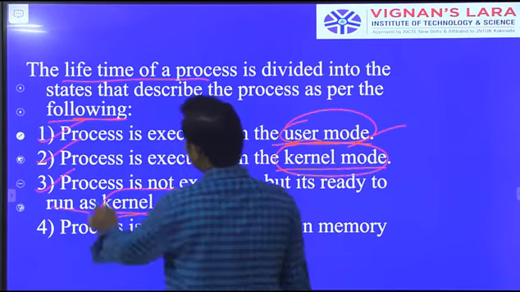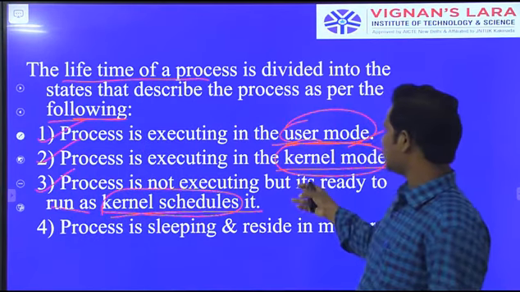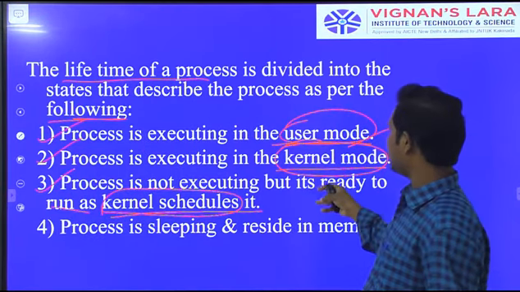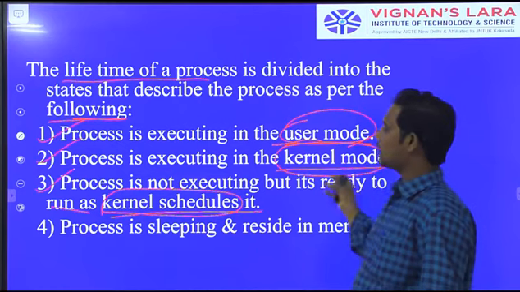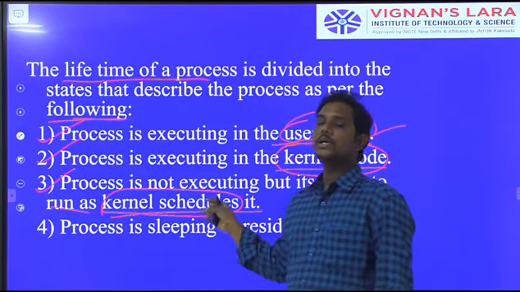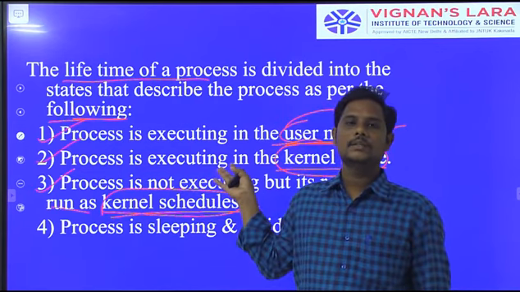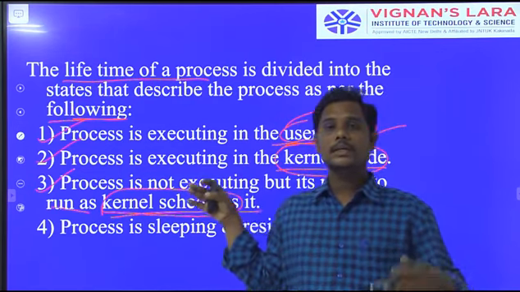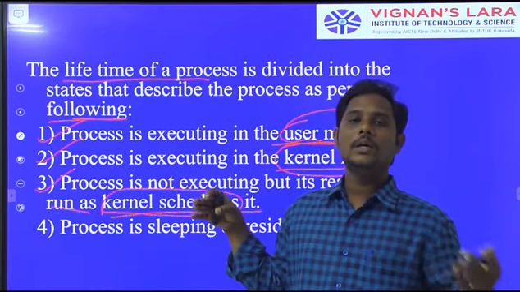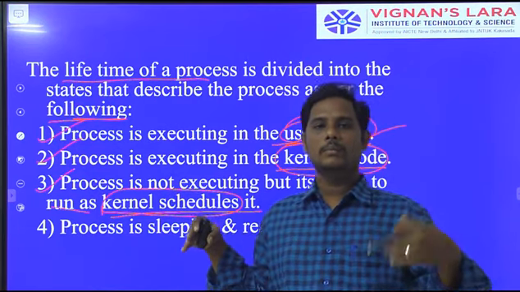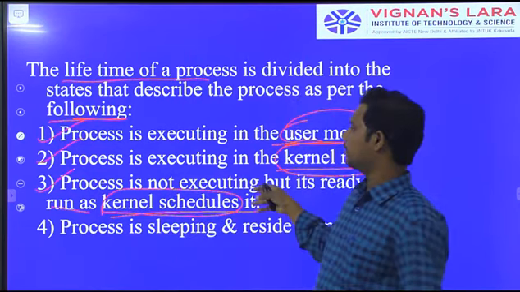Okay, what is the third step? The process is not executed, but when it is executed, it is ready to run on the kernel schedule. The kernel schedule will be followed, otherwise it will not be executed. The kernel gives the schedule, and only that schedule will be followed to execute one by one. Okay, this is very, very important.